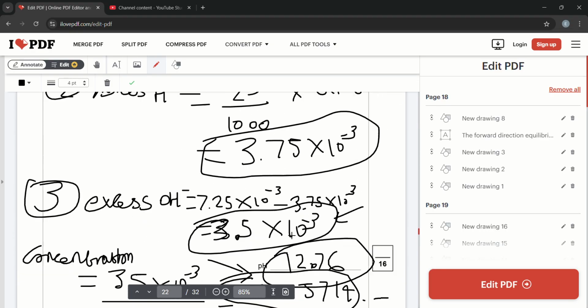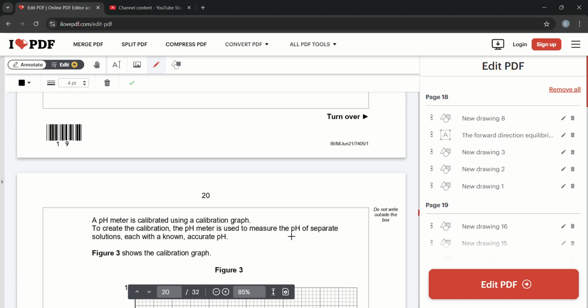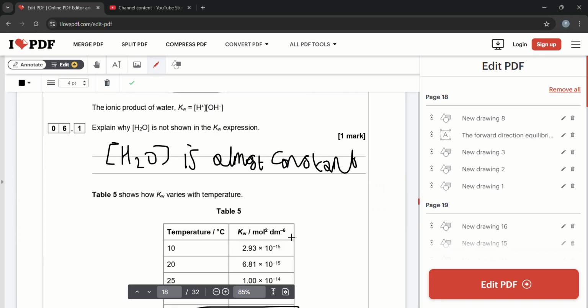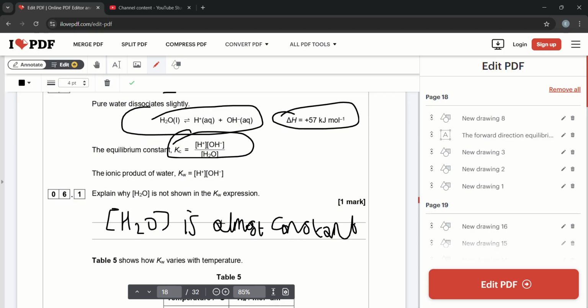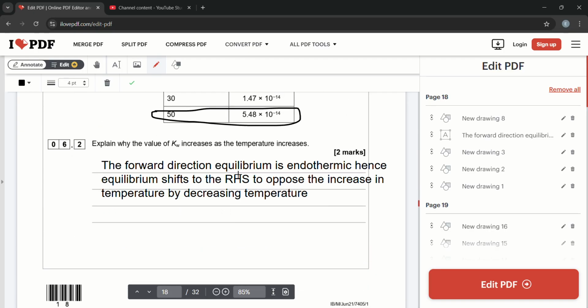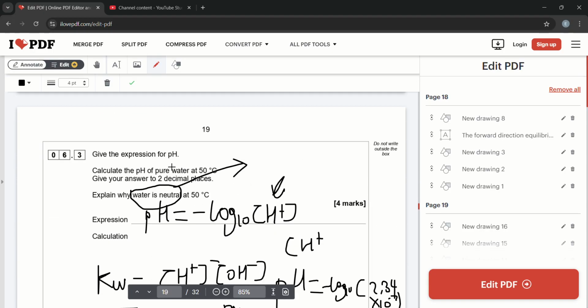And that is the end of question 6. So let's go through it. 6.1, H2O is almost constant, therefore it's not shown in the Kw expression. 6.2, forward reaction, equilibrium endothermic, hence equilibrium shifts to right hand side to cause increased temperature by decreased temperature.